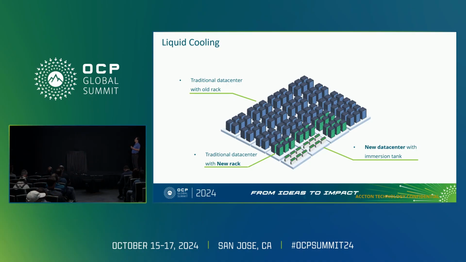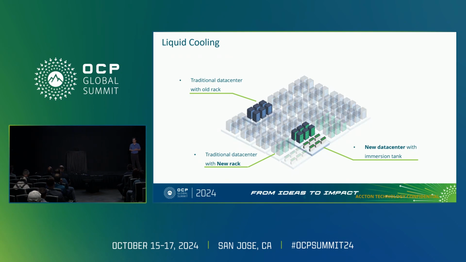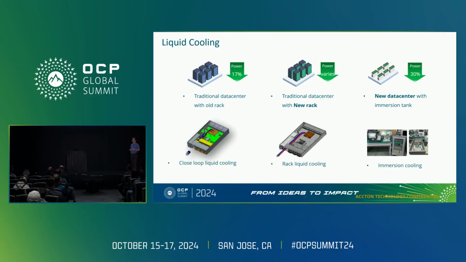If we have a greenfield, we have emerging liquid cooling. We also have open loop liquid cooling if you want to do a hybrid for transition. Based on a different customer requirement and the situation, we're going to propose what is the best liquid solution for the customer. For each type of liquid cooling, there are different kinds of power savings we can expect.